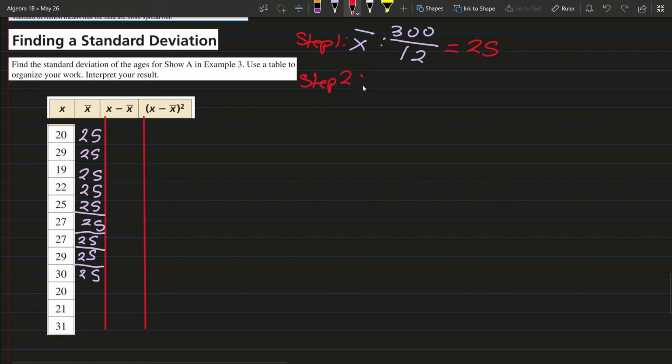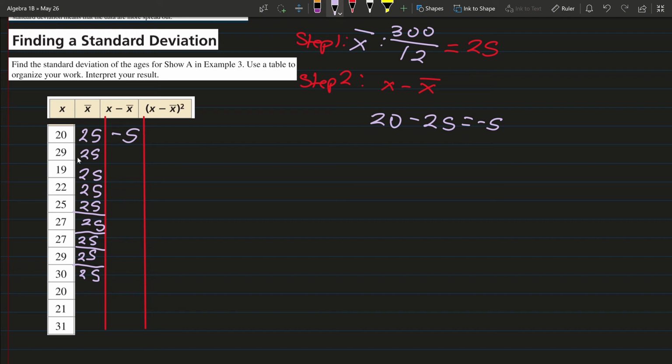I don't have enough space to do it right here, but if you create a table that's big enough, you can do it within the same one. So step 2 is to subtract x minus x bar, or our average. All right, so let's do our first one. 20 minus 25 is equal to negative 5. So we're going to plug that in right here. Replace that with negative 5.